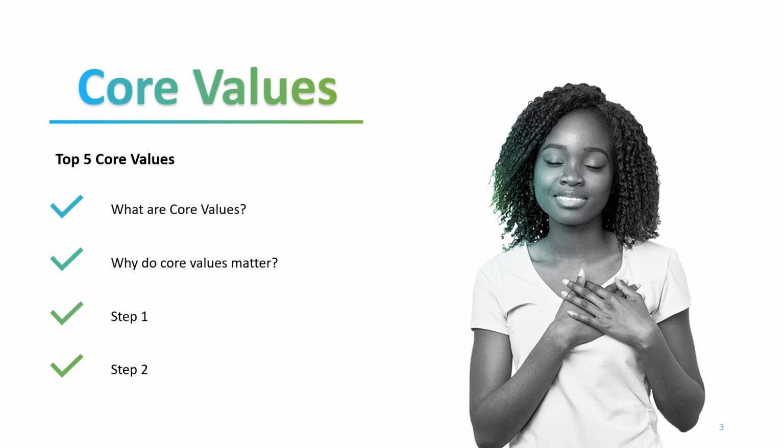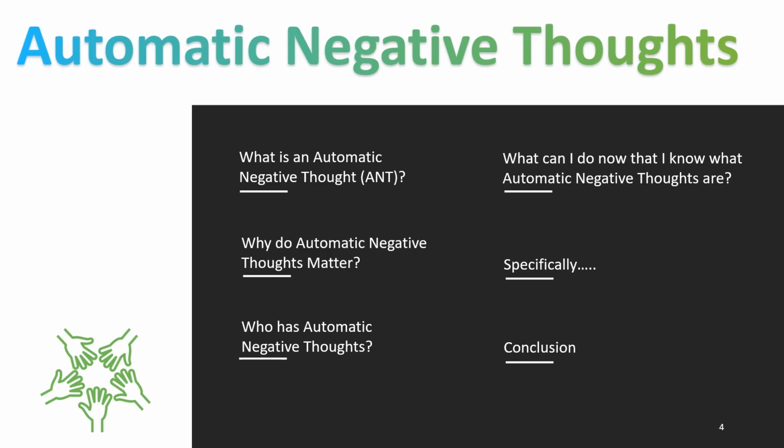Now let's talk about automatic negative thoughts. What is an automatic negative thought? Automatic negative thoughts are rapid, involuntary, and often negative thoughts that arise in response to specific situations, influencing emotions and behaviors. These thoughts are often distorted or irrational and can contribute to negative emotions and behaviors.